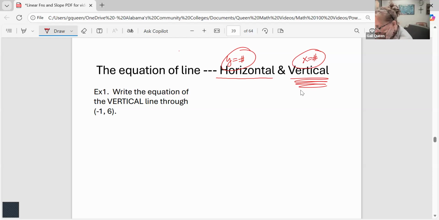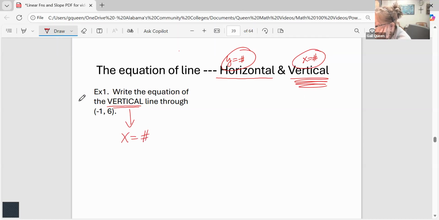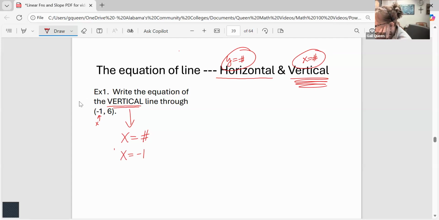All right, so on this one, I want to show you this. This is super easy. Write the equation of a vertical line. They're telling me the vertical line through this point, -1, 6. Well, since it's vertical, I automatically know I'm going to write x equals a number. I just have to figure out what number to put there. Well, what's the x coordinate of my point? The x coordinate of the point is -1. That's the number you're going to let x equal. X equals -1. Done. How hard was that?